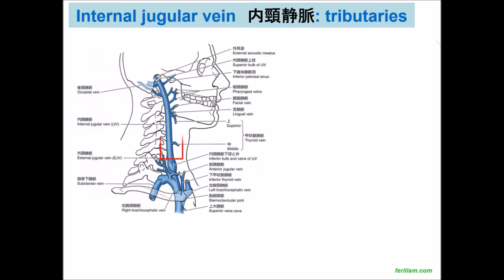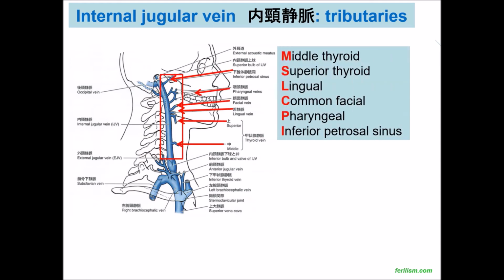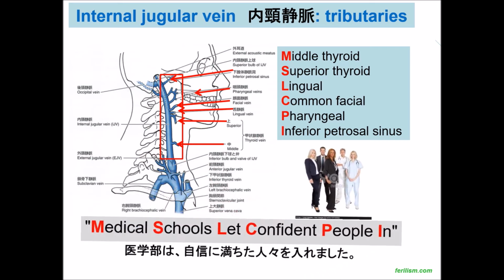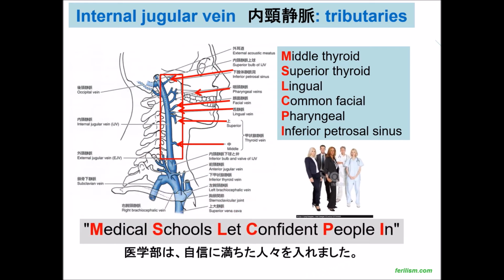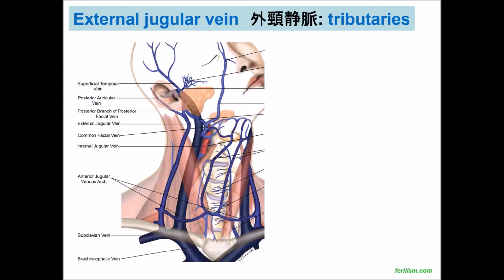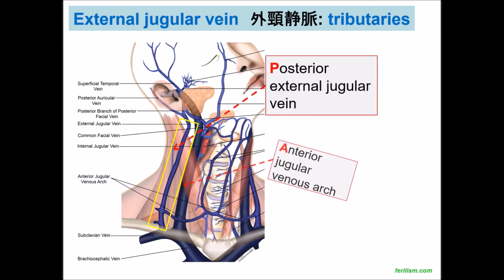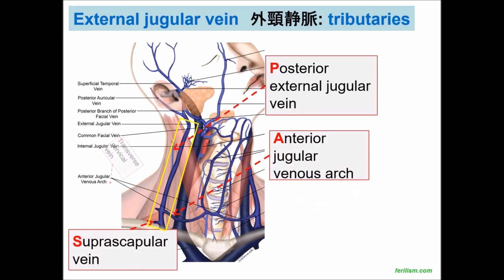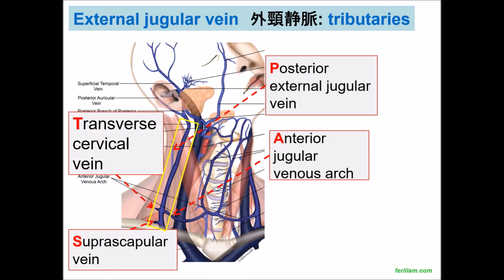Tributaries for the internal jugular vein. We can use the mnemonic: medical school, let confident people in. External jugular vein. There are 4 tributaries. To remember them, we can use past as our mnemonic.